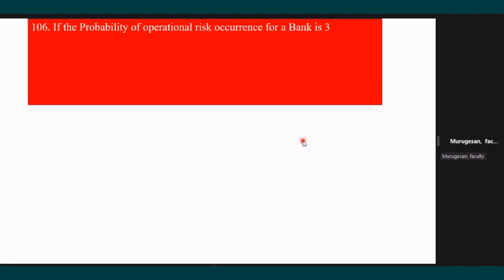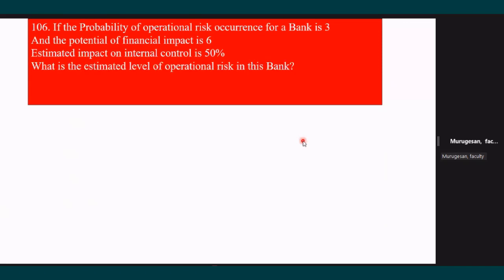Okay, friends. Now we are coming to the final climax: probability of occurrence. Measuring operational risk under the advanced approach, the AMA approach. Here there is a formula. They will use a simple model only, but you have to remember the formula. They will use bombastic words.